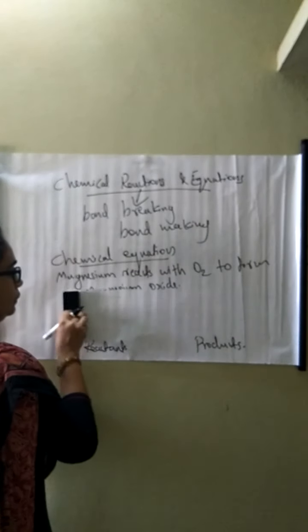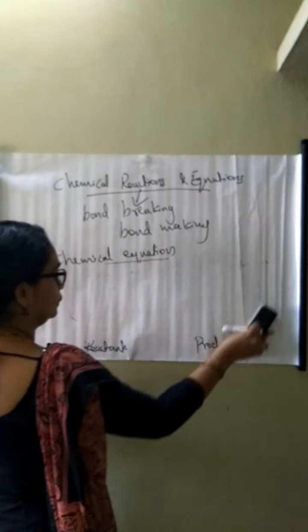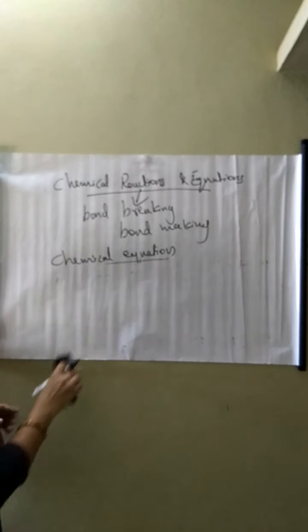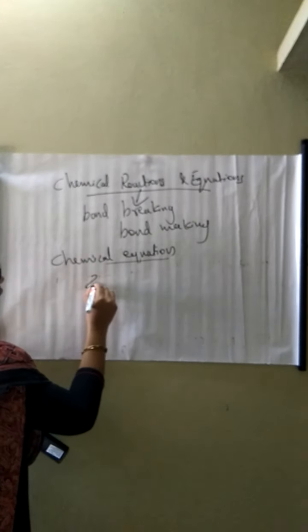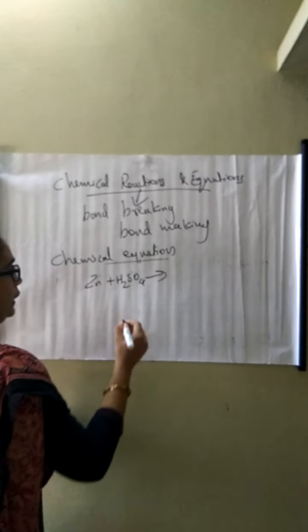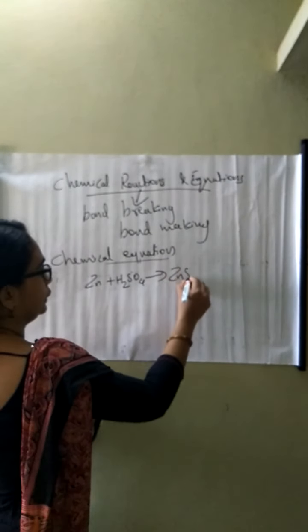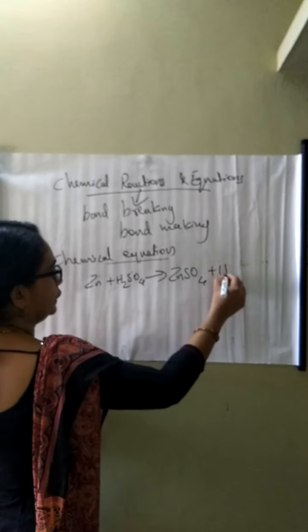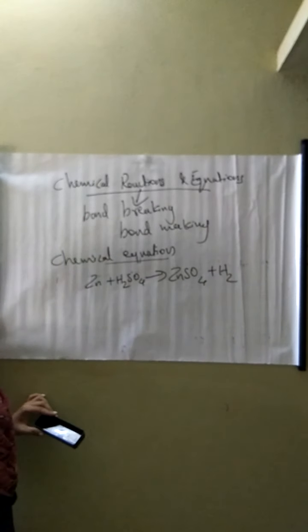Another example. If we put a piece of zinc granules in sulfuric acid, we can see a reaction take place there, and the products formed are zinc sulfate and hydrogen gas.